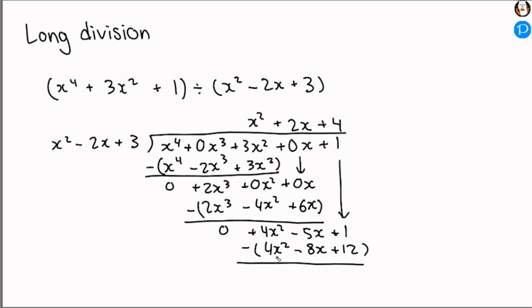Subtract, and we're going to get 0, 3x minus 11. Here we can no longer divide further, so this is going to be our remainder. Our final answer is going to be x to the power of 2 plus 2x plus 4. And we're going to have a remainder of 3x minus 11.